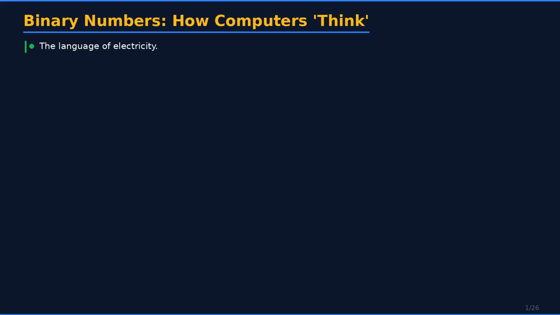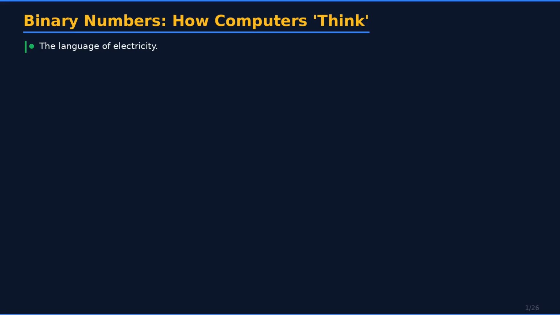Welcome. Have you ever wondered how your phone, your laptop, or even the smart TV you're watching actually process information? It seems like magic, but it's based on one single concept: binary numbers. We use base 10, decimal, because we have 10 fingers, right? But computers don't count in 10, they count in 2. Today, we are going deep into the fundamental language of computing, binary.